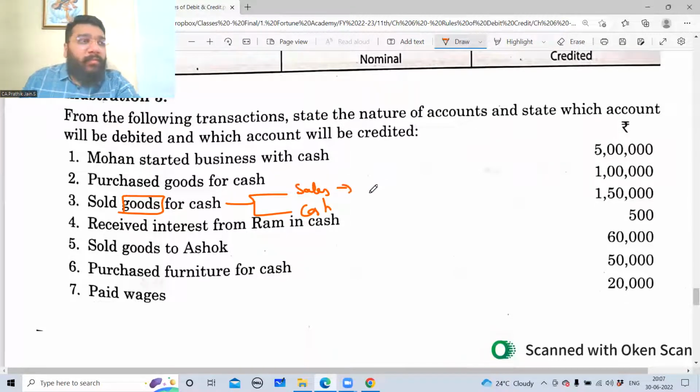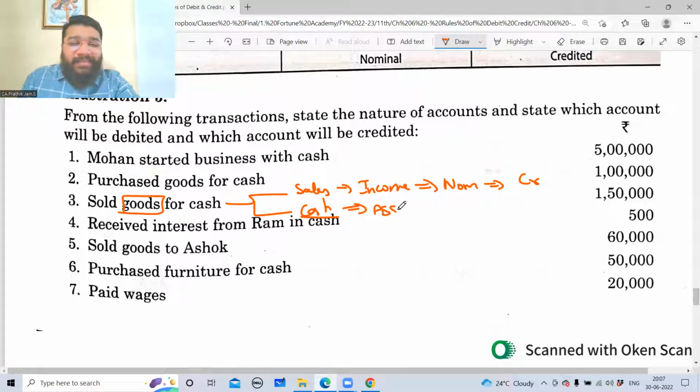What is the nature of sales? Quadrant? Income. So which rule do you look up to? Nominal. And the rule is debit all expenses and losses, credit all income and gains. So credit, income. Cash, asset. The rule that you look up to? Real. So when I sell the goods, will cash come in or go out? Come in. So debit what comes in.